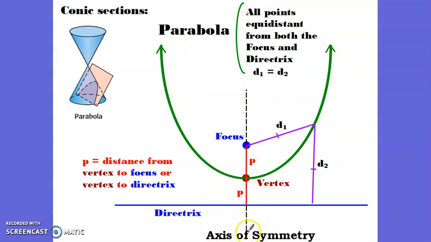We have an axis of symmetry, just like all parabolas. It's going to run through the vertex, directly up through the focus, and again be perpendicular to that directrix. Now that's all well and good. It's just kind of a way to look at that as a conic section.